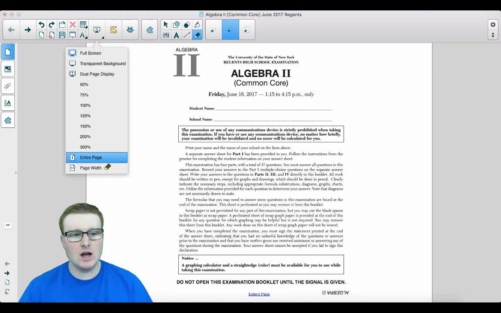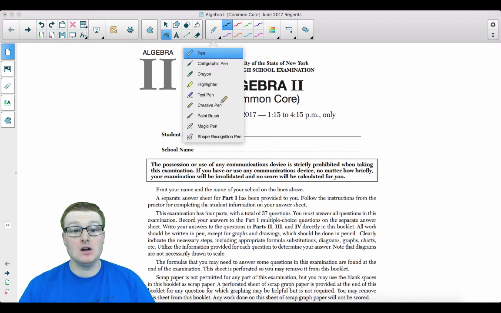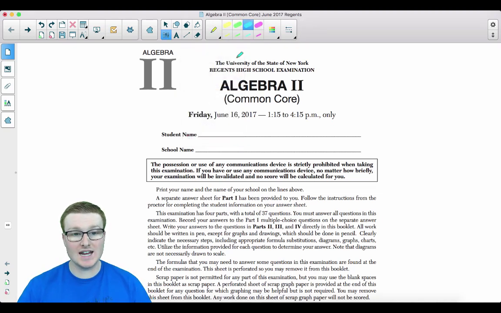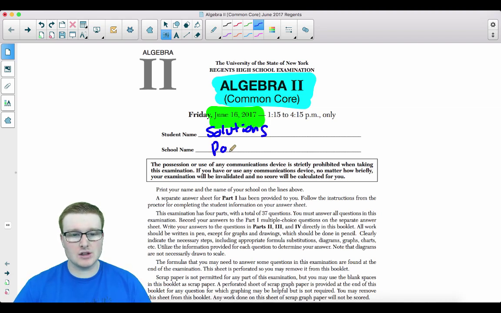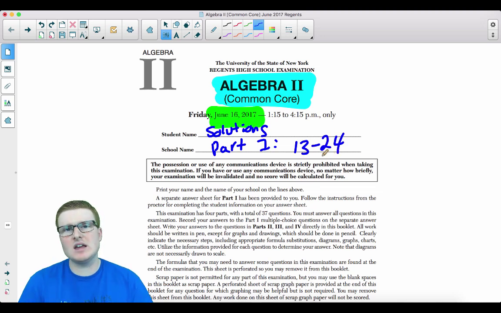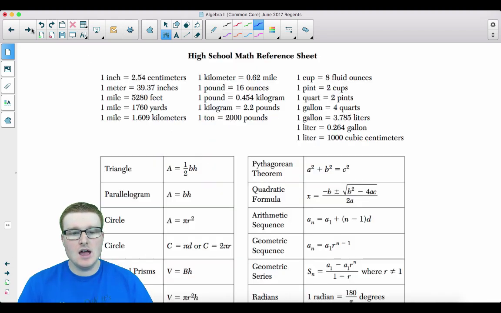This is the Algebra 2 Common Core exam for the June 2017 administration. Again, I'll say it again, this was a challenging Regents for sure. These are going to be the solutions to Part 1, questions 13 through 24 of this exam. These are going to be the harder section of the two. I thought that the beginning section was fine, but then these get trickier as they go. I don't know why, but whatever it is.